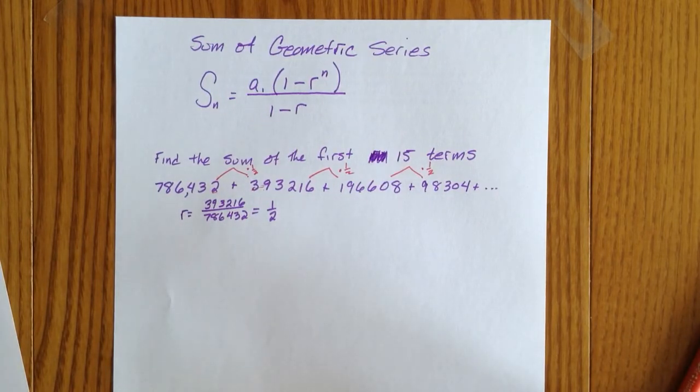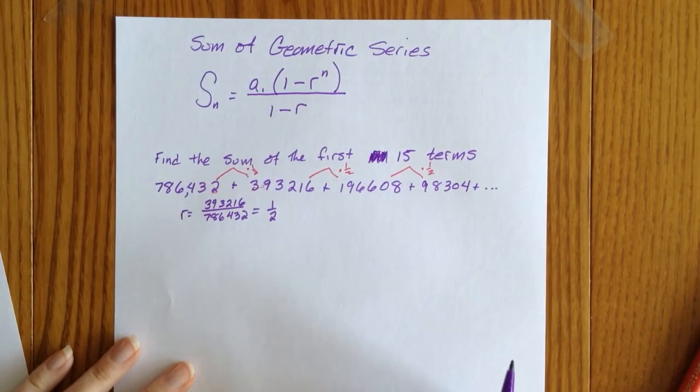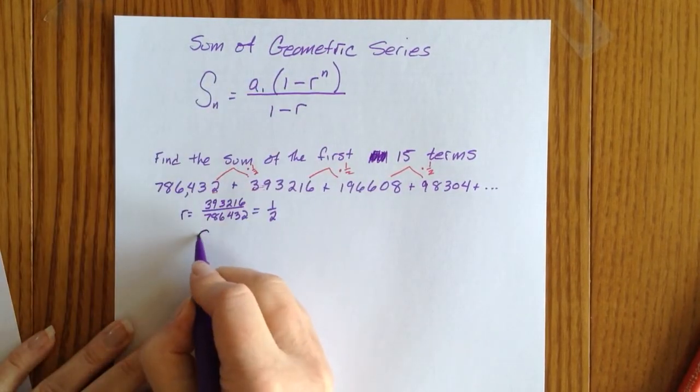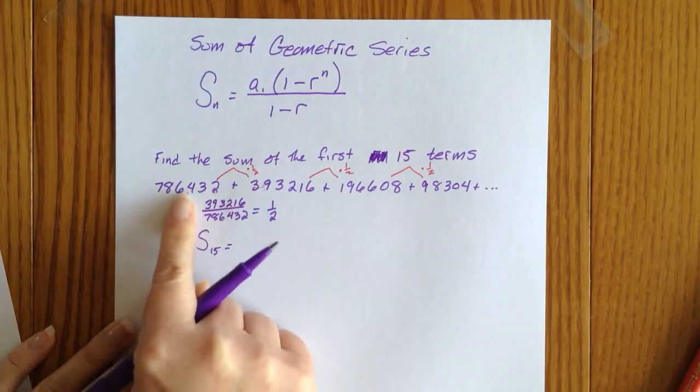Yeah, I know, check your work. That's crazy. All right, it is geometric. That is our R value. I've checked. So, to find the sum, all we have to do is fill in the stuff. 15 terms. A sub 1 is the first number.